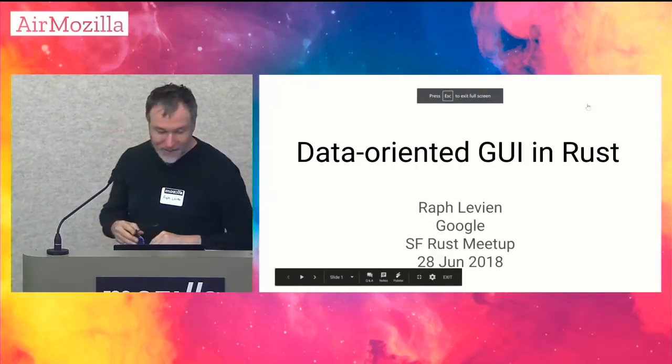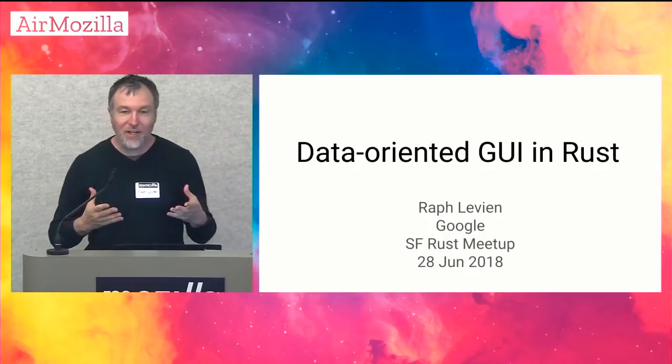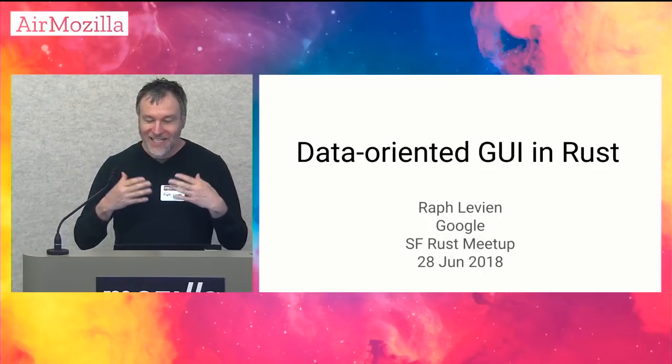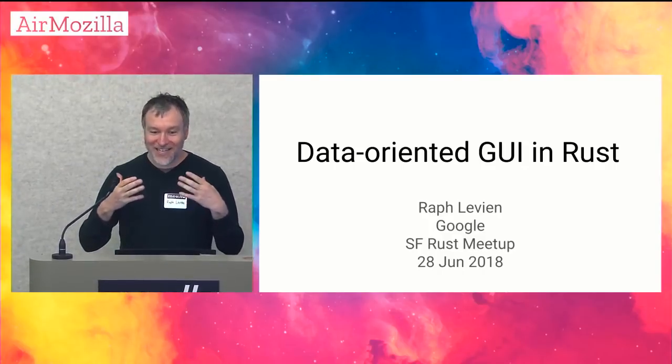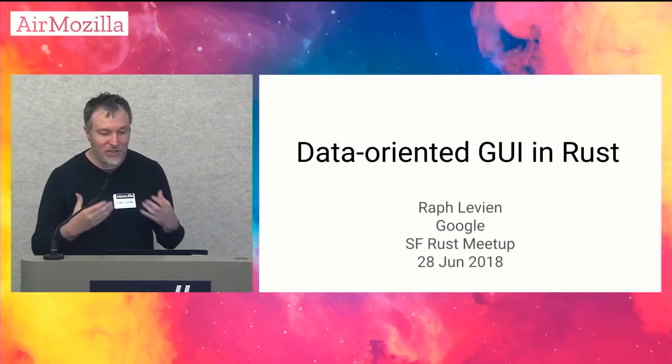Great. Fantastic. So I'm going to be talking about kind of an exploration, asking the question of, can you reasonably write GUI code in Rust? Where are the challenges? Where is it hard?